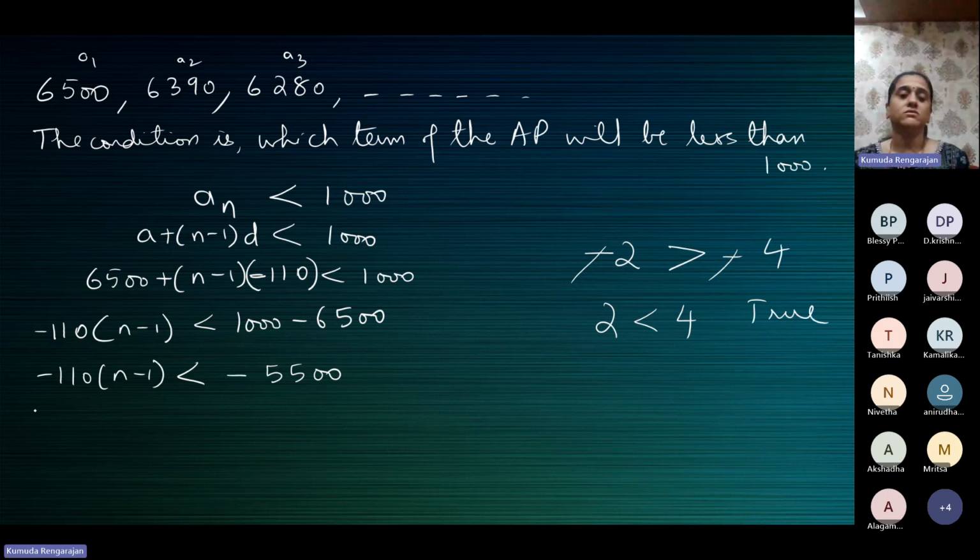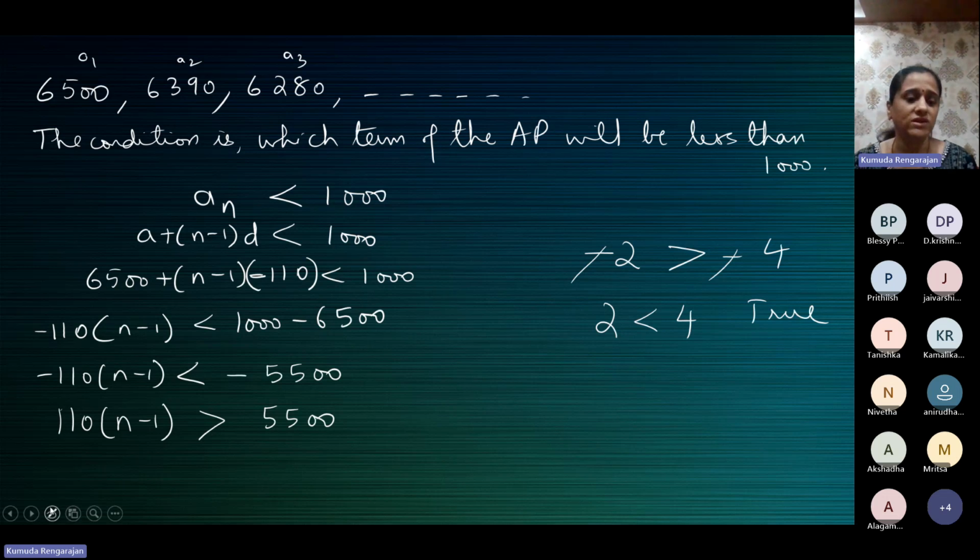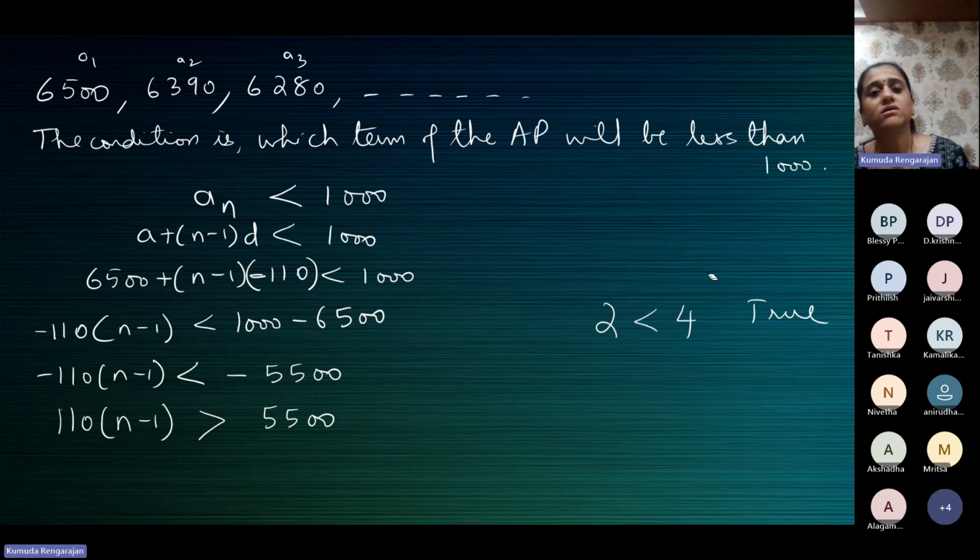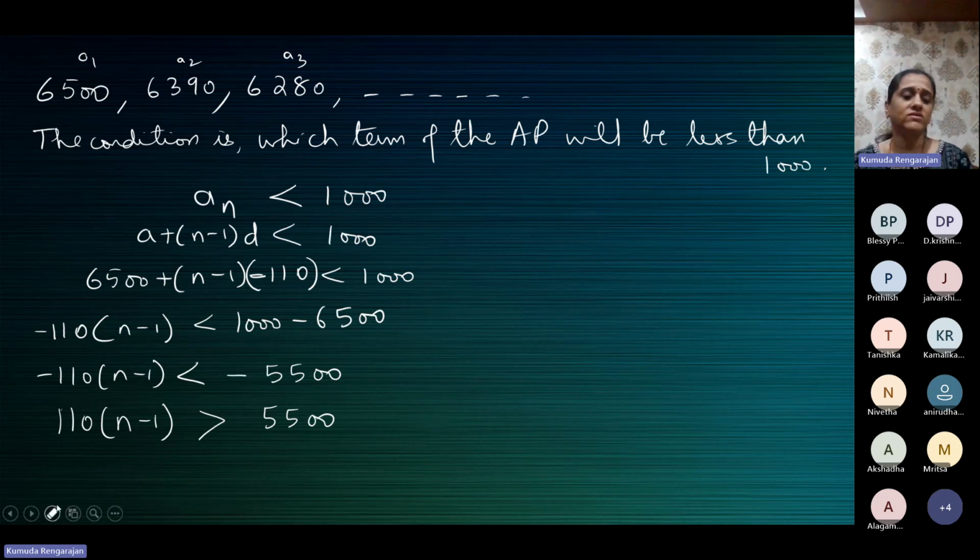So here, when you cancel out the minus on both the sides, you should not actually cancel. In the next step, you write it without the minus sign. When it's an equation, you can cancel the minus sign on both the sides. When it's an inequality, don't cancel the minus sign on either side. You just write 110 into (N minus 1) and 5,500. So you've removed the minus signs on both the sides. Now reverse the inequality. Less than becomes greater than. Just reverse the inequality.